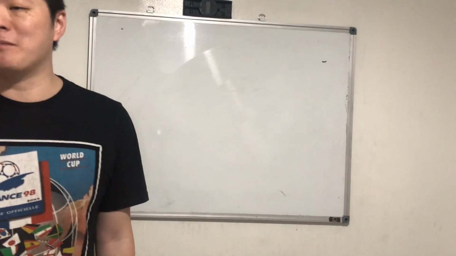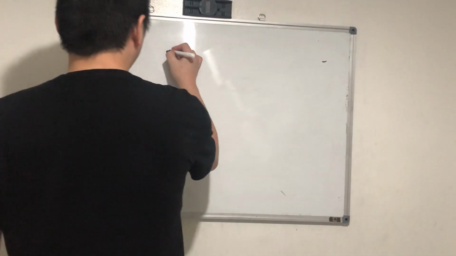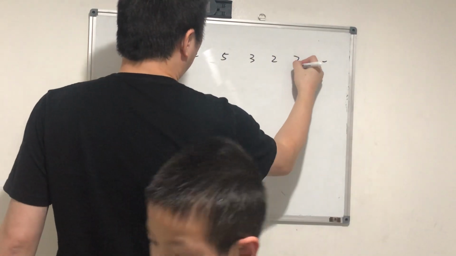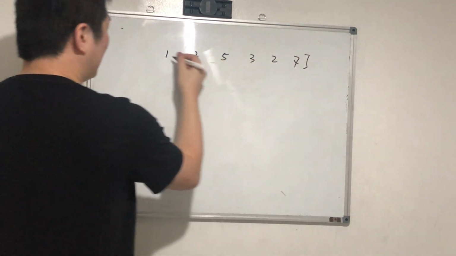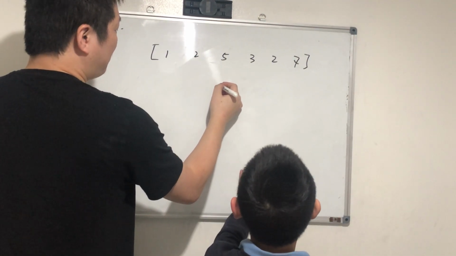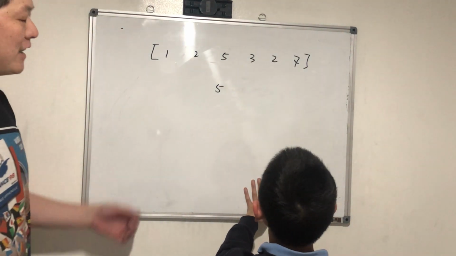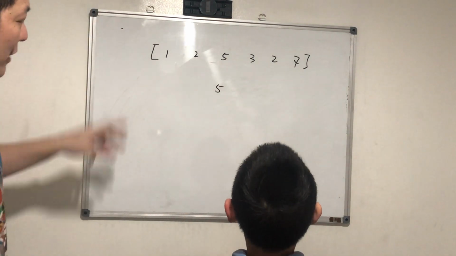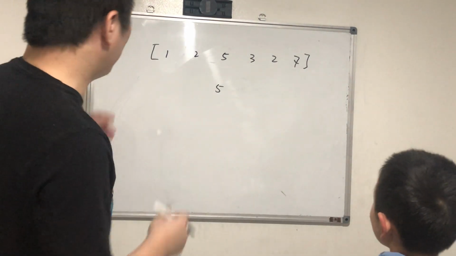Good. Okay, so remember a few days ago we talked about two-sum? Given an array 1, 2, 5, 3, 2, 7, and given a target like 5, can you find the index? 2, 3. Yes, it doesn't matter which, the first one or any one.